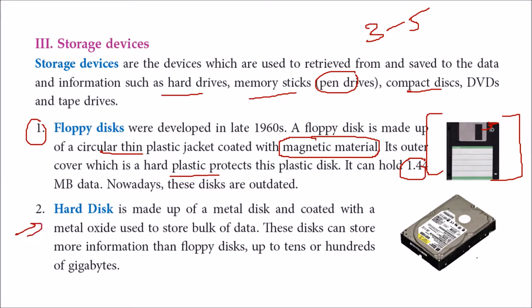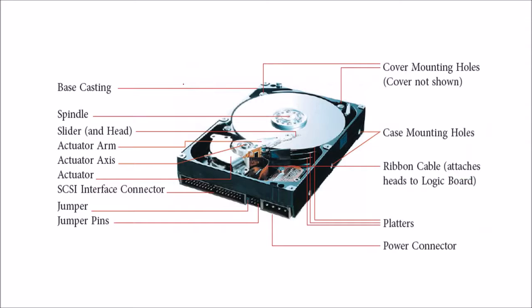Now you have the hard disk. This is made of a metal disk which is coated with metal oxide, which is used to store bulk data. This data can be hundreds or tens of gigabytes. We'll talk about gigabytes just now. So this is the hard drive.